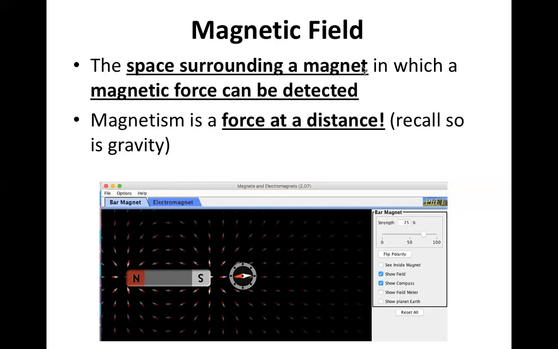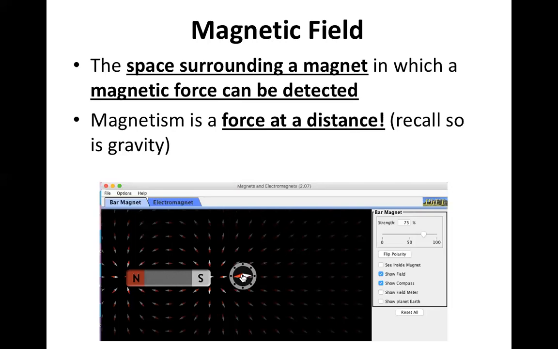The space surrounding a magnet is the magnetic field, and that's the space where a magnetic force can be detected. This force is a force at a distance. So recall in the forces unit, we had forces like applied force, friction, tension, normal force, gravity. Those all required contact. And there was only one force that we learned, the force of gravity, that was a non-contact force or a force at a distance. Now here is a second force, because gravity is not the only force. Magnetism is a force at a distance.